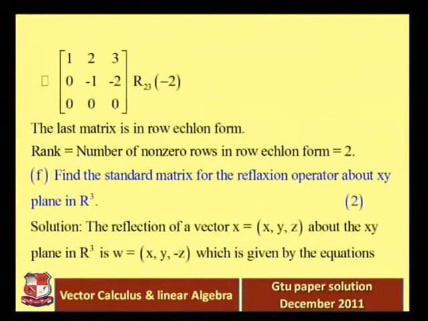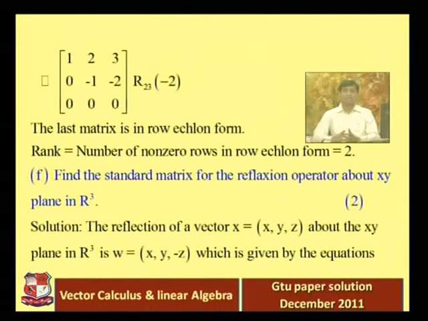Below all the leading entries, all elements are 0. Leading entries go from left to right as we go from above to below, and the zero row is already at the bottom of the matrix. So it satisfies all the conditions of row echelon form, right? And how many non-zero rows are in that row echelon form matrix? We have only 2 non-zero rows. So rank is equal to the number of non-zero rows in row echelon form, that is equal to 2. So we found the rank of the matrix, that is equal to 2.